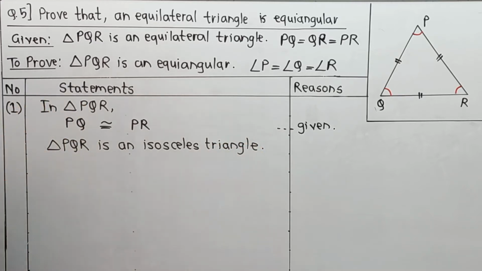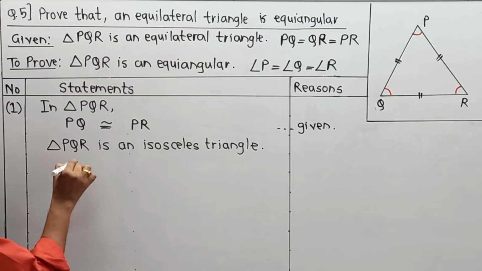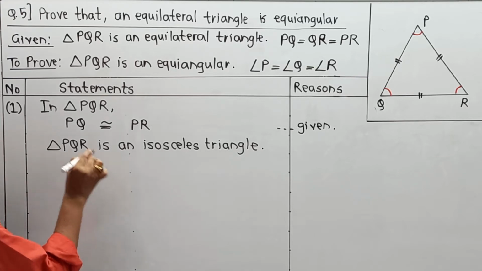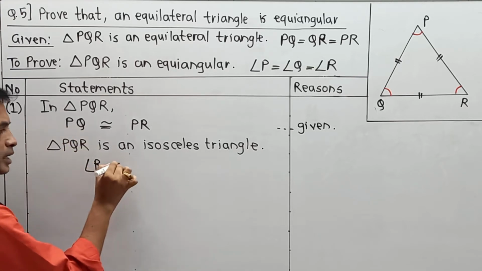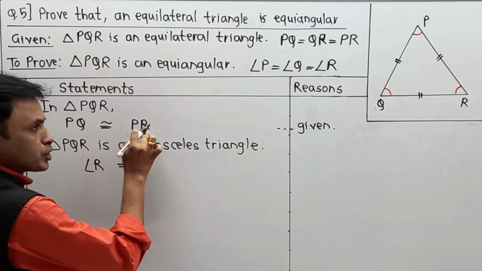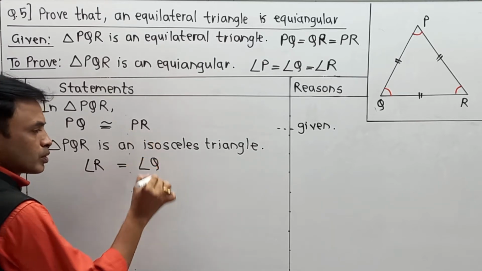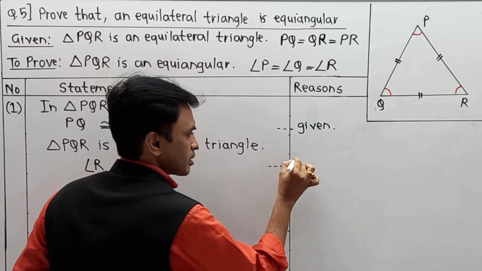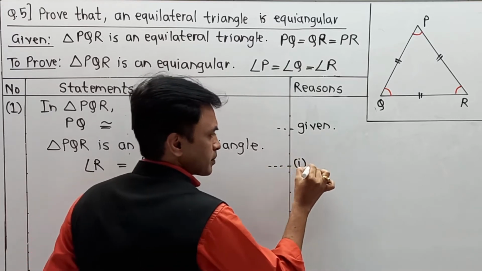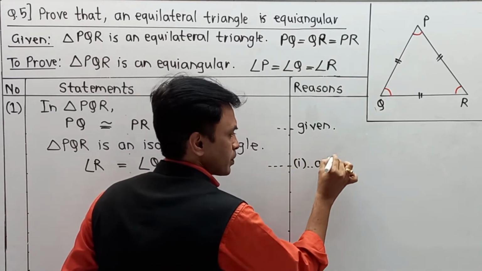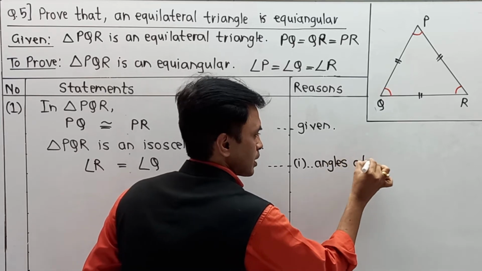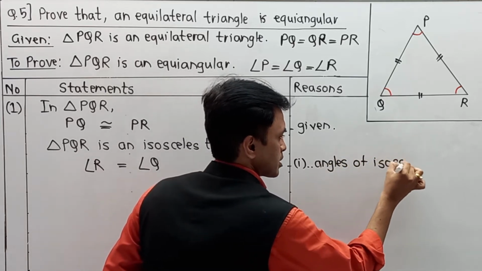And if PQR is an isosceles triangle, then its two sides are congruent, meaning PQ is congruent to PR. Then opposite to PQ means angle R, is equal to opposite to PR, which means angle Q. I am going to give it as equation number 1, and the reason is angles of isosceles triangle.